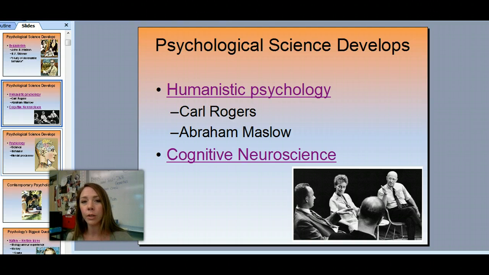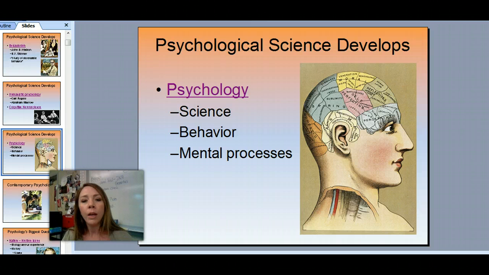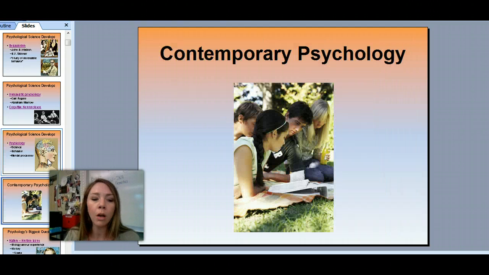And then cognitive neuroscience, remember CogCap, remember our thinking cap. Cognition means thinking, so how the way that our thoughts affect the way that we behave. And again, going back to the definition, psychology is the science of behavior and mental processes. All right, so let's go into contemporary psychology. So that's new psychology. That was basically our whole year, all those 10 units that we went over.